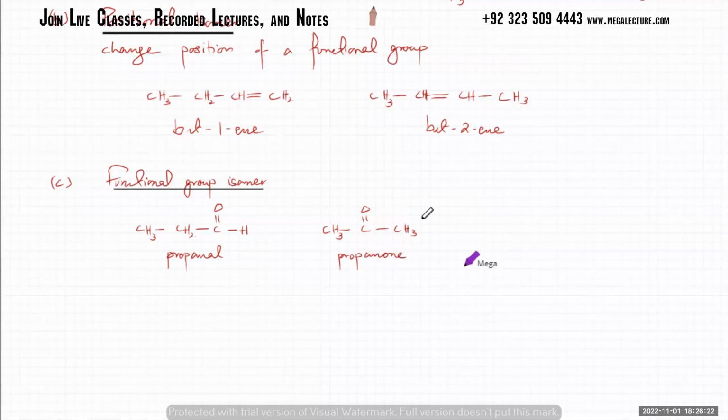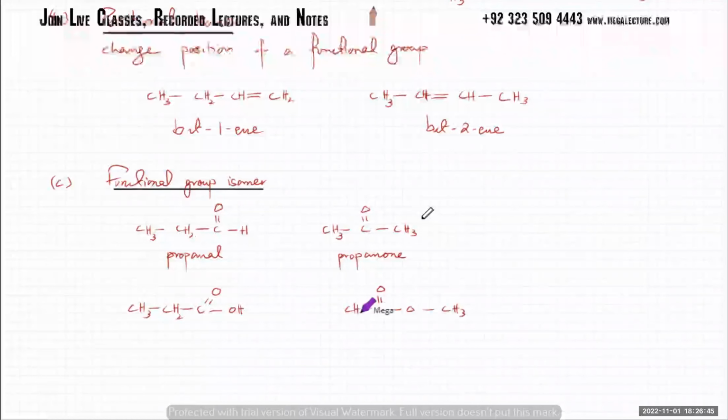और क्या हो सकता है? A carboxylic acid and an ester, they can be isomers of each other. So the other one could be an ester. An ester has a double bond O and O in the middle. तो एक तरफ आपके पास ester है, the other one is a carboxylic acid.